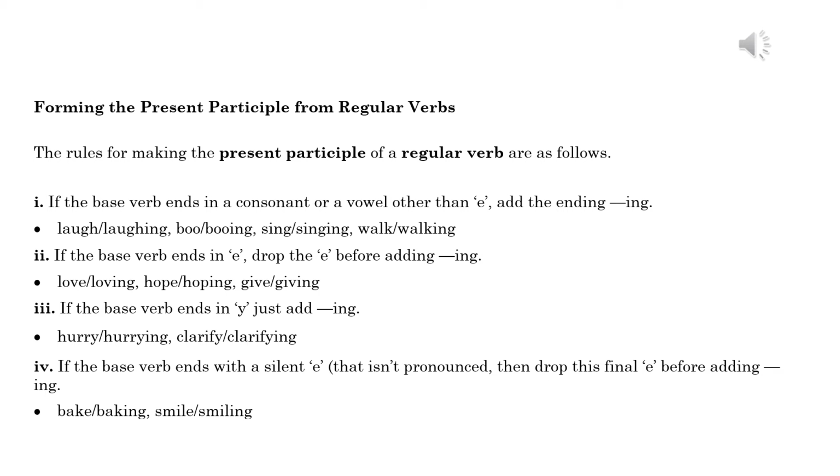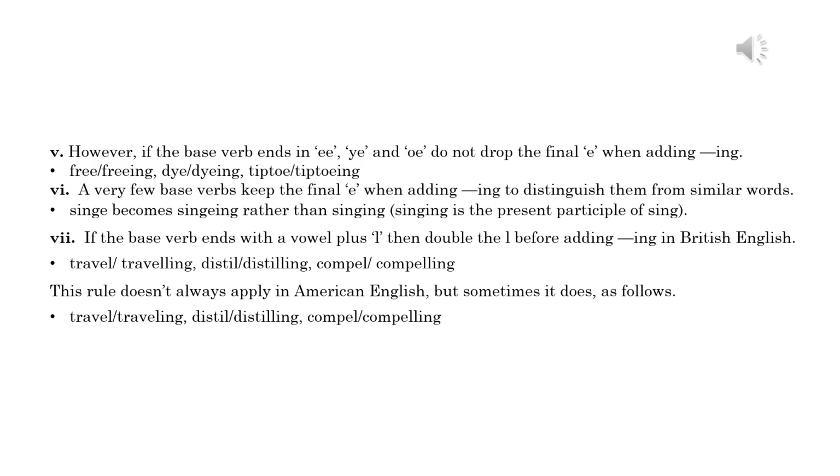3. If the base verb ends in Y, just add ing. Hurry, hurrying, clarify, clarifying. 4. If the base verb ends with a silent E that isn't pronounced, then drop this final E before adding ing. Bake, baking, smile, smiling. 5. However, if the base verb ends in double E, ye, and oe, do not drop the final E when adding ing. Free, freeing, die, dying, tiptoe, tiptoeing.